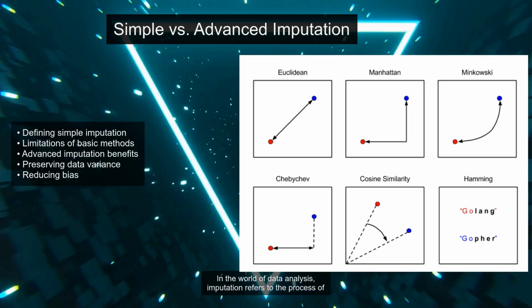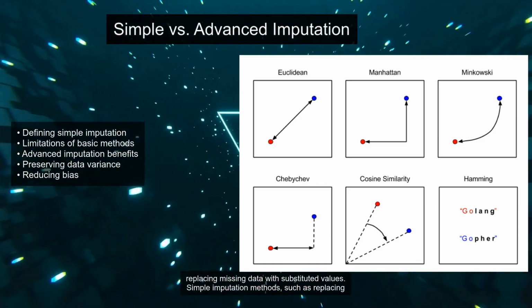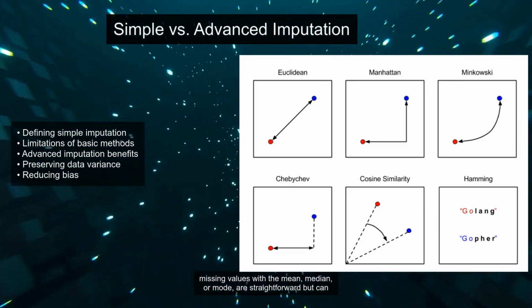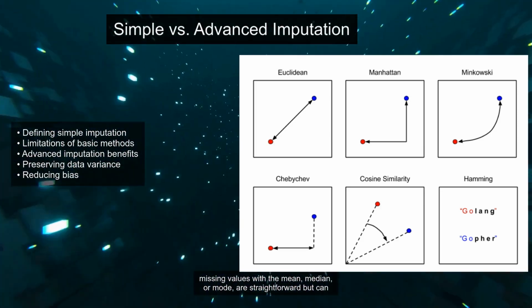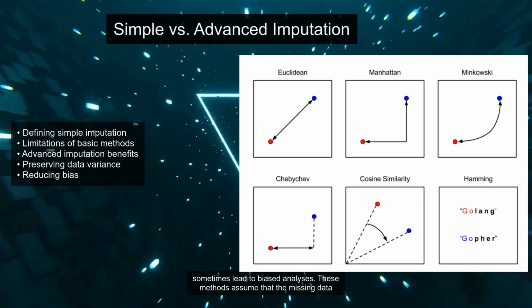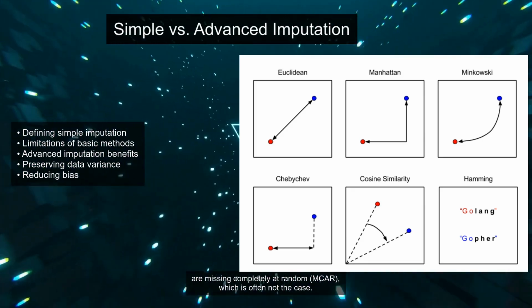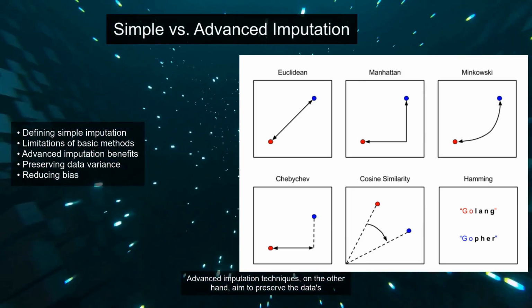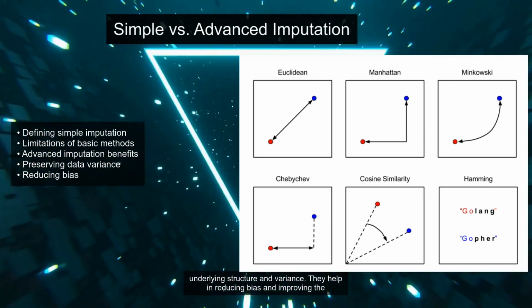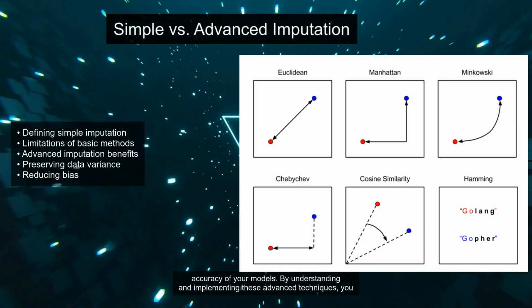In the world of data analysis, imputation refers to the process of replacing missing data with substituted values. Simple imputation methods, such as replacing missing values with the mean, median, or mode, are straightforward but can sometimes lead to biased analyses. These methods assume that the missing data are missing completely at random, MCAR, which is often not the case. Advanced imputation techniques, on the other hand, aim to preserve the data's underlying structure and variance. They help in reducing bias and improving the accuracy of your models.